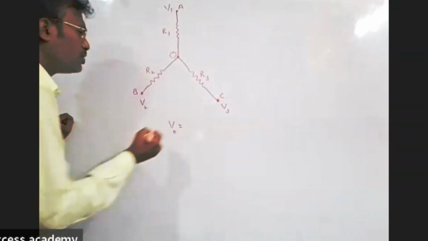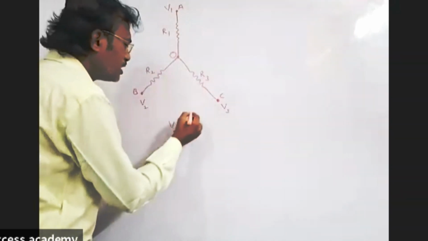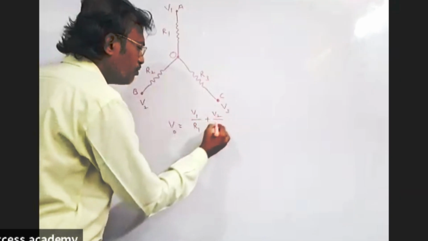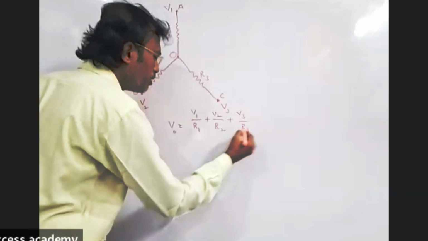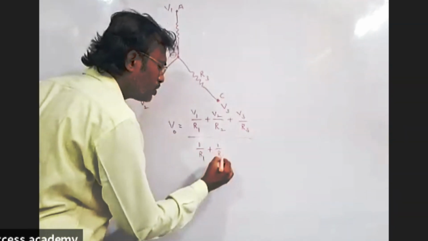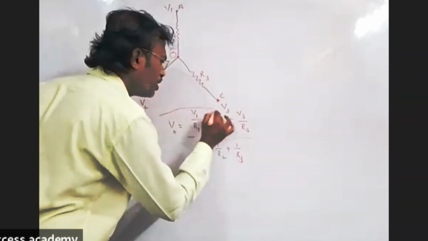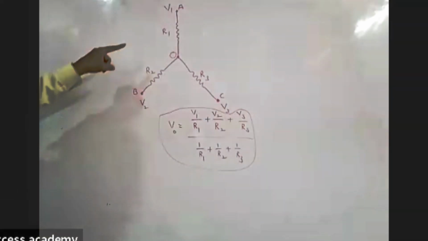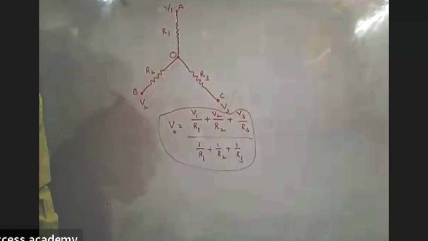That is V naught is equal to, if you know V1, V2, V3, R1, R2, R3 like this, then straight away take this formula: V1 by R1 plus V2 by R2 plus V3 by R3, divided by 1 by R1 plus 1 by R2 plus 1 by R3. If you use this formula, then you will get the value of potential at O, VO. Just note that one.